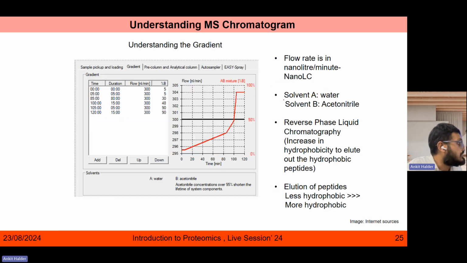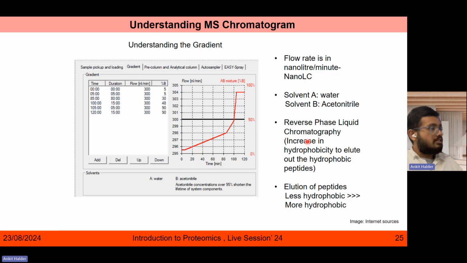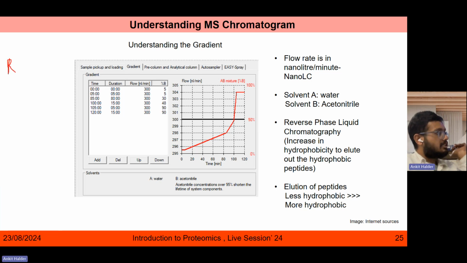So what is the gradient? You had a question about RPLC: what is the meaning of RPLC? We are talking about reverse phase liquid chromatography. It means an increase in hydrophobicity to elute out the hydrophobic peptides. So what is the principle of RPLC, reverse phase liquid chromatography in general?